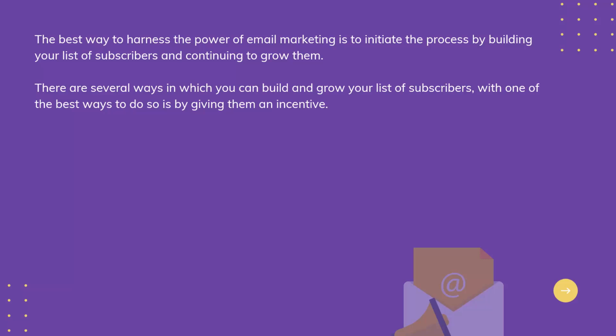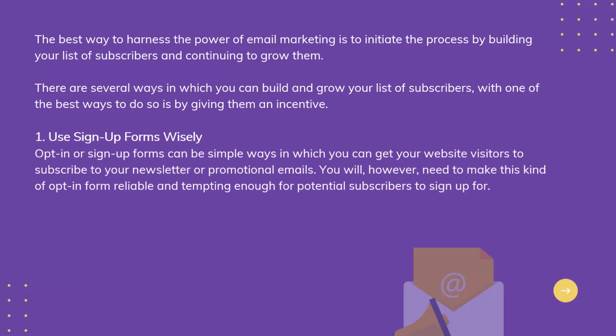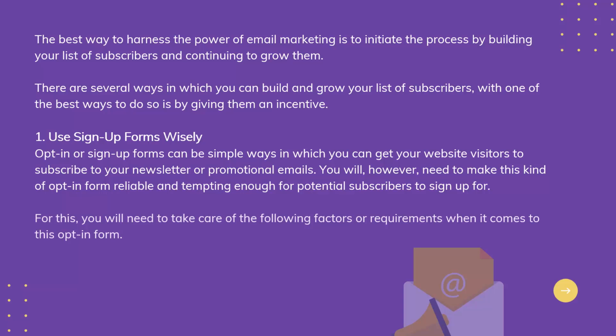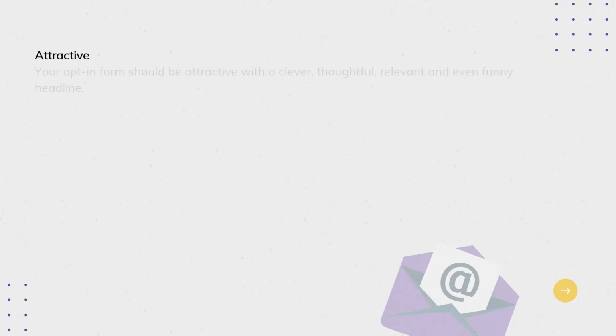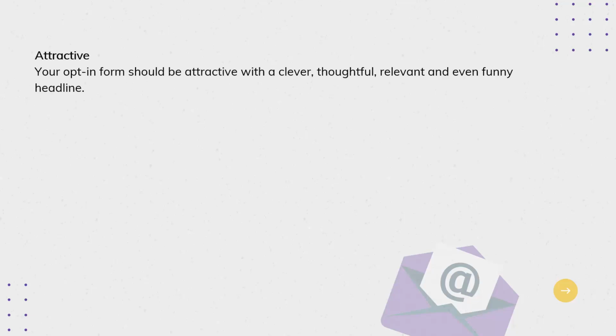1. Use sign-up forms wisely. Opt-in or sign-up forms can be simple ways in which you can get your website visitors to subscribe to your newsletter or promotional emails. You will, however, need to make this kind of opt-in form reliable and tempting enough for potential subscribers to sign up for. For this, you will need to take care of the following factors or requirements when it comes to this opt-in form. Attractive. Your opt-in form should be attractive with a clever, thoughtful, relevant, and even funny headline.